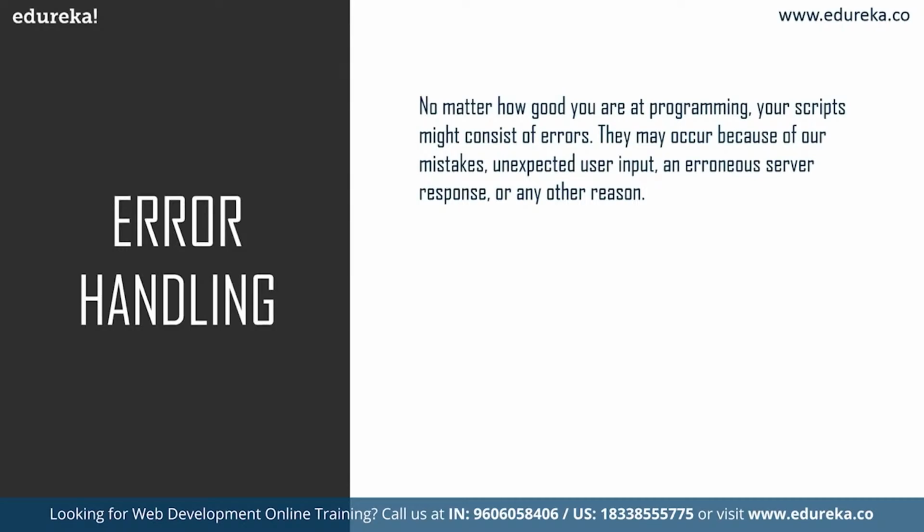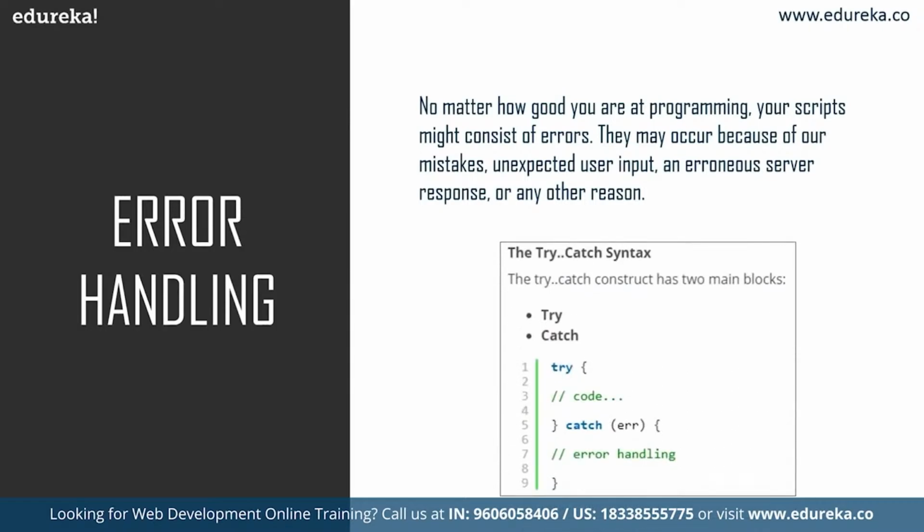So for that we have the try catch syntax and it has two main blocks, that is the try and the catch. So the syntax for try catch is first you have the try block and then you have the catch where you're actually handling the error. So first the code in try block is executed. If there are no errors, then the catch block is ignored. The execution reaches the end of try and goes on skipping catch. Now in case an error occurs, then try execution is stopped and the control flows to the beginning of the catch block.